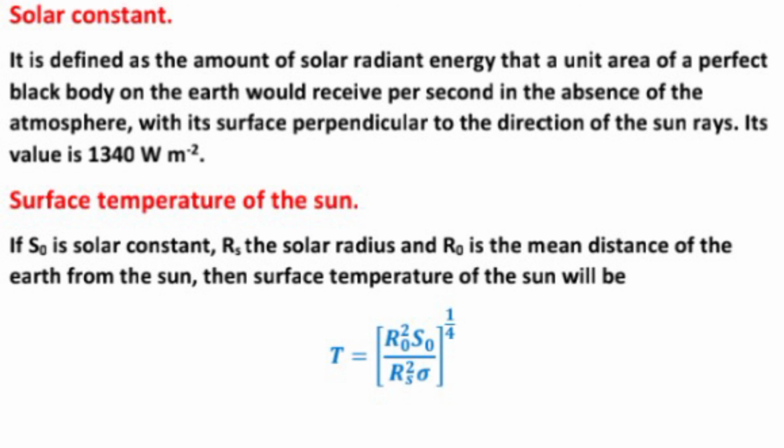Surface temperature of the sun. What is the surface temperature of the sun? If S0 is the solar constant, Rs is the solar radius and R0 is the mean distance of the earth from the sun, R0 is the distance between earth and sun, then the surface temperature of the sun will be T equals (R0^2 S0 / (Rs^2 sigma)) whole to the power 1 upon 4.